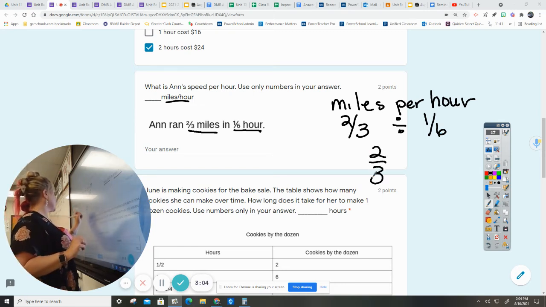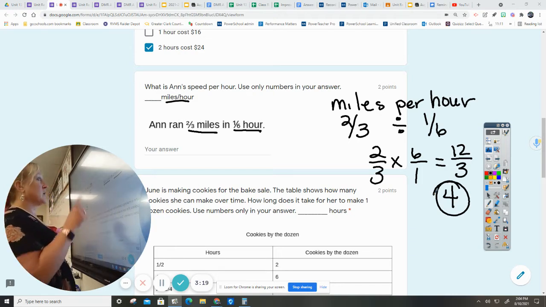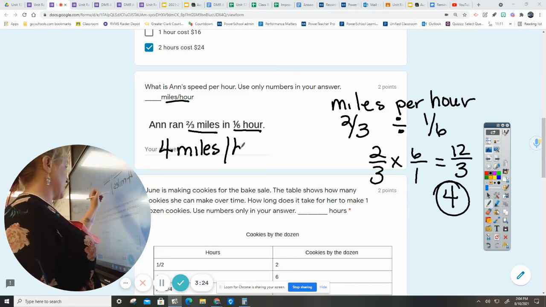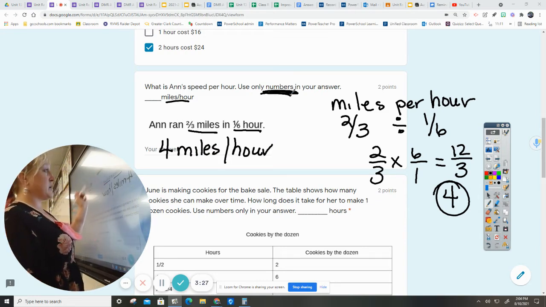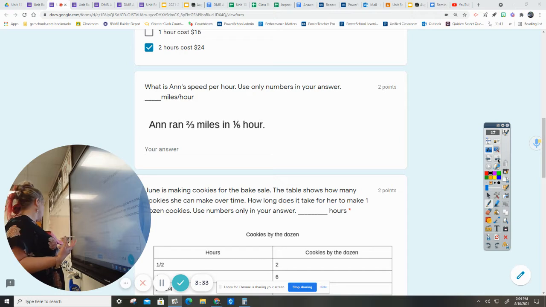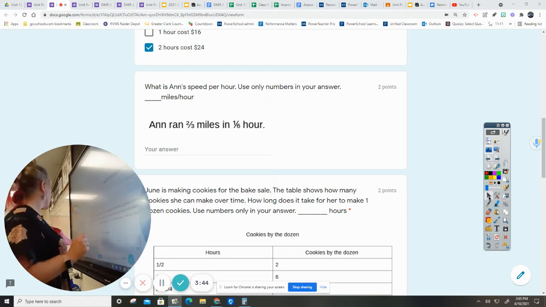I'm going to do 2/3. I'm going to keep, change, flip. 2 times 6 is 12. 3 times 1 is 3. I have to reduce 12 divided by 3. So my answer is 4. So my answer will be 4 miles per hour. And it says to use only numbers. So you're going to just type in 4. I can't type it right now, but I'll type that in when we get finished. That answer is 4.